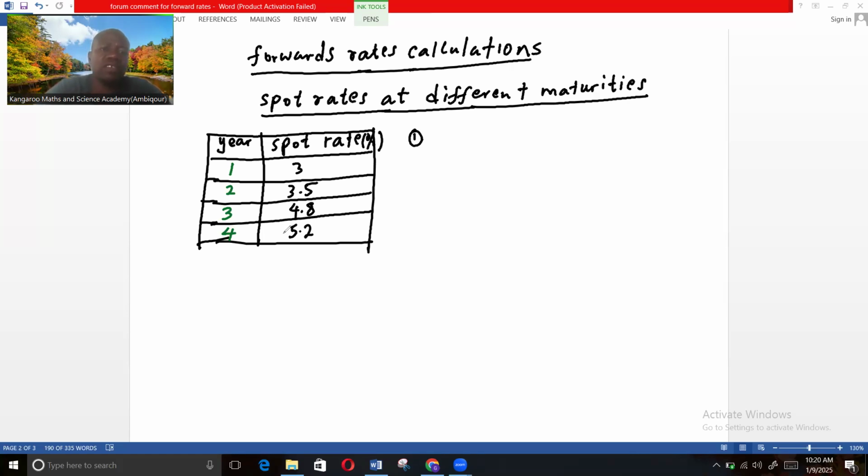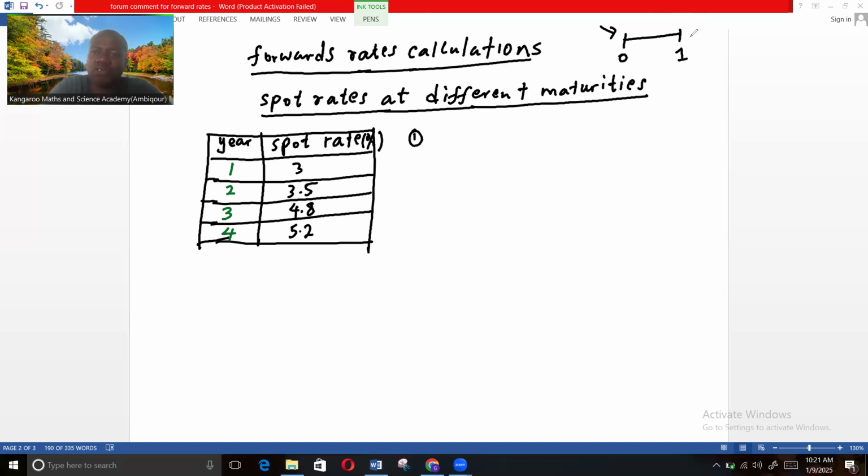We know that in terms of spot rates, these are just the current spot rates. For example, if we want to invest money now, or we borrow money now and then have to pay it back after 1 year, then the 1 year spot rate is what we are going to use. This is just the current spot rate that will be used.